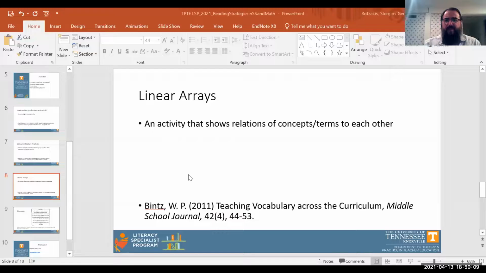Then we're going back here. Linear array. I'm not sharing, but I will share. This is the next thing. It's right here. I'm not even going to do full screen anymore. I'll just show you this. Linear arrays are an activity that shows relations of concepts and terms to each other, but in a different way than the feature analysis does. They're also called word spectrums sometimes. You can look up research on using these in this article here by Bintz about teaching vocabulary across the curriculum.